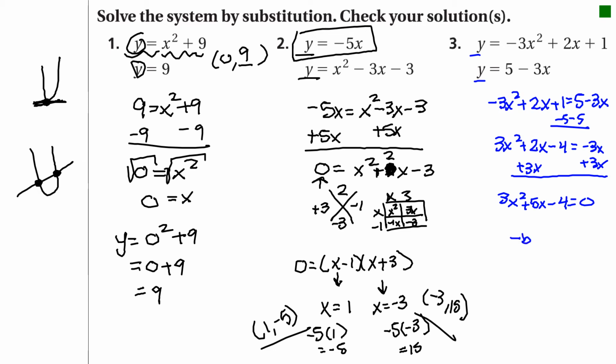Negative b plus minus the square root of b squared minus 4ac, divided by 2a. Let's see what that looks like. Negative 5 plus minus the square root of 5 squared minus 4 times a, 3, times negative 4, divided by 2 times 3.